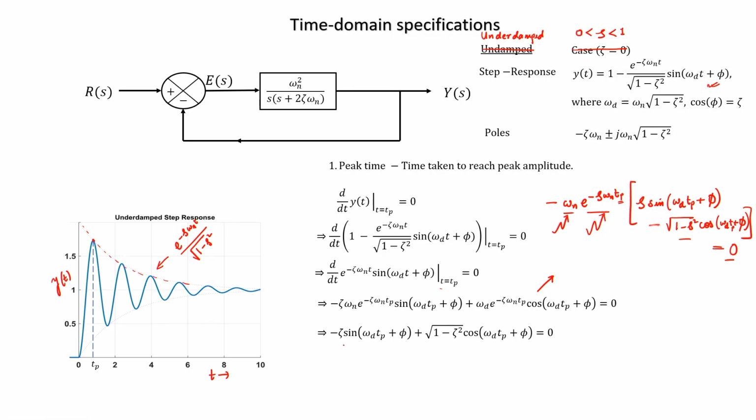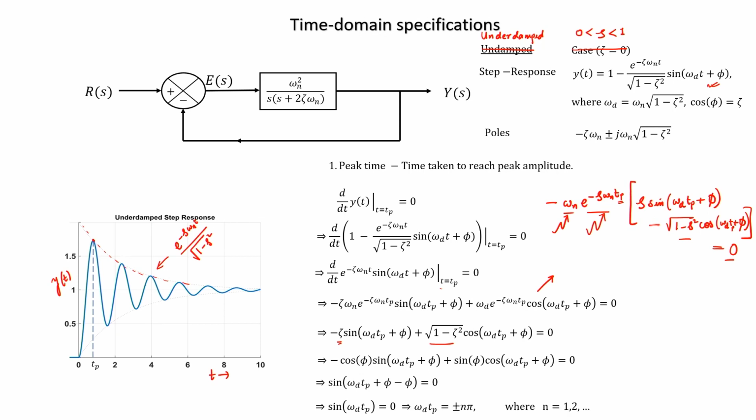Zeta is nothing but cos phi, and root over of 1 minus zeta square is sin phi. So, you go ahead and use the formula. This is what you will be getting, and finally, you are left with sine of omega d Tp equal to 0.